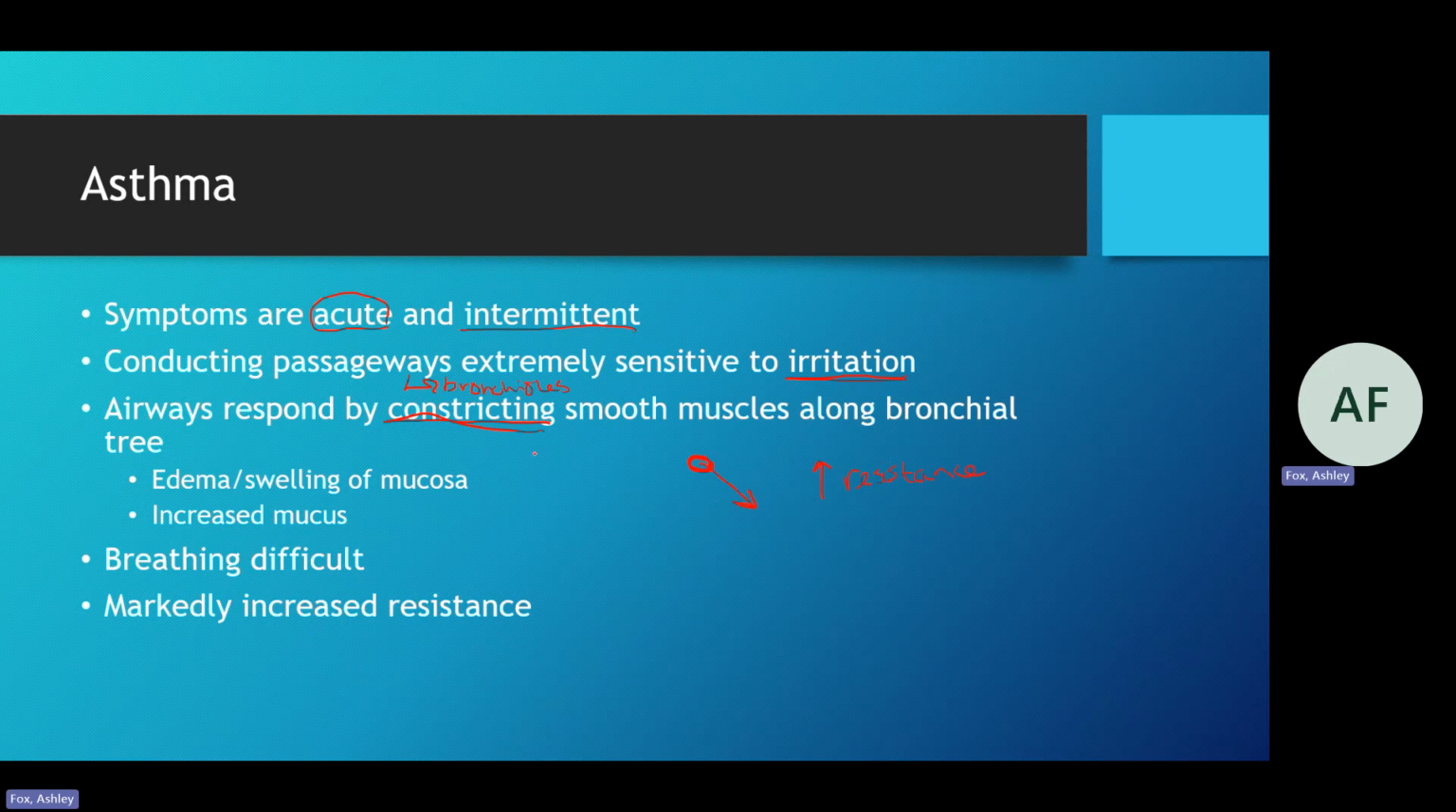You also have irritation that can lead to inflammation. So things that are due to inflammation: edema and swelling. Remember, swelling is part of inflammation. Increased mucus because of the irritation. You're trying to protect the walls of the bronchiole. So then you increase mucus, which is causing more issue with breathing, but it's because of the inflammation and the irritation. So breathing is difficult, you increase your resistance.